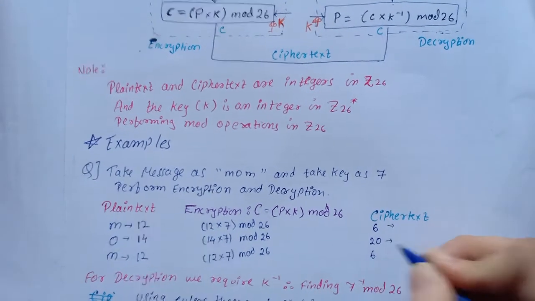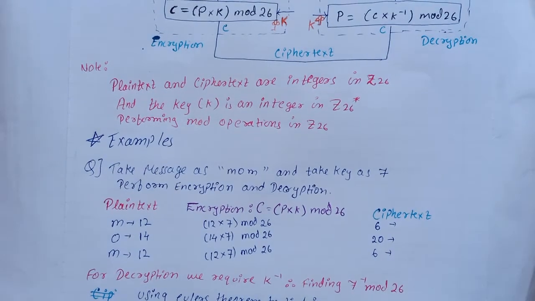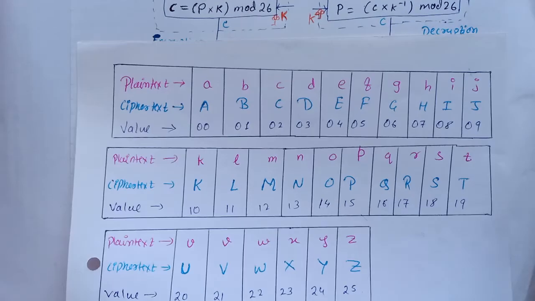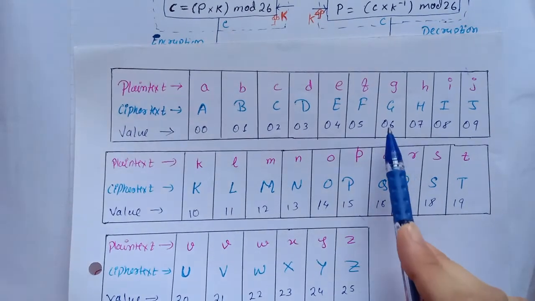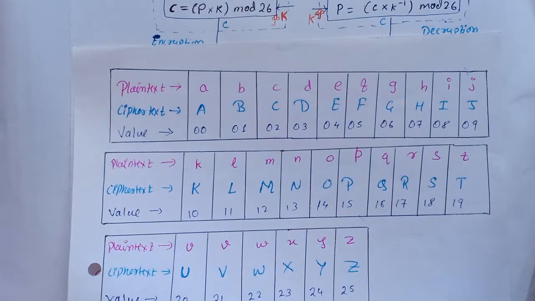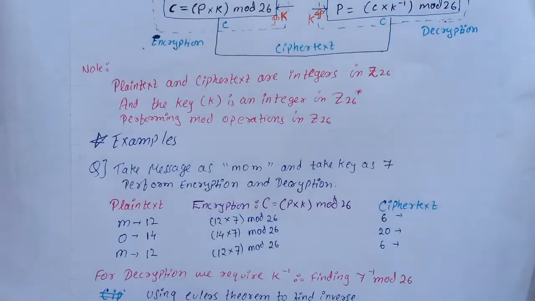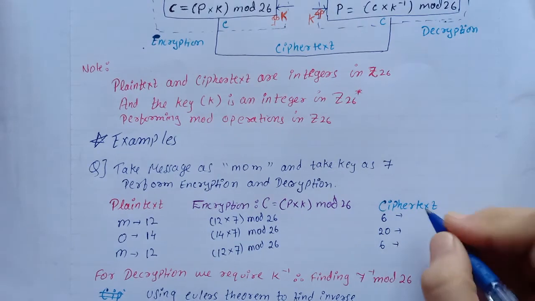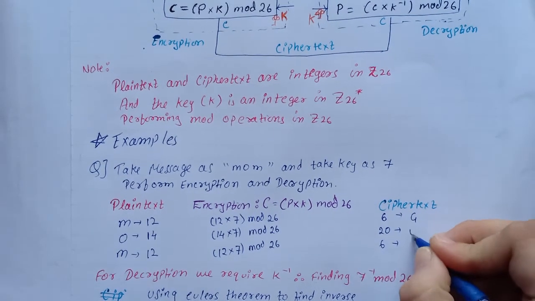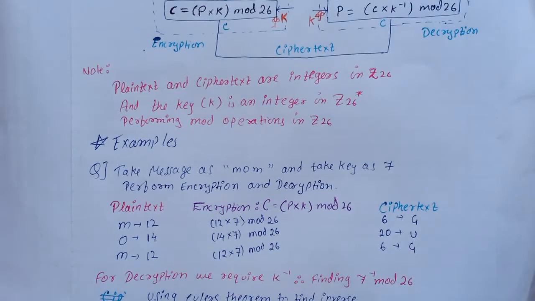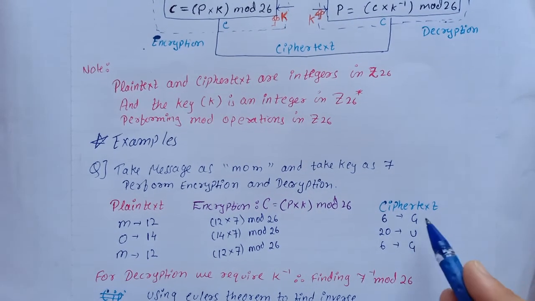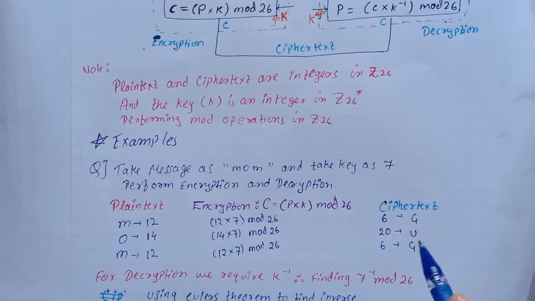Again we have to convert these values into text. So 6 is G and 20 is U. So G, U, G. GUG is our ciphertext. And now we will decrypt this ciphertext to retrieve the plain text.